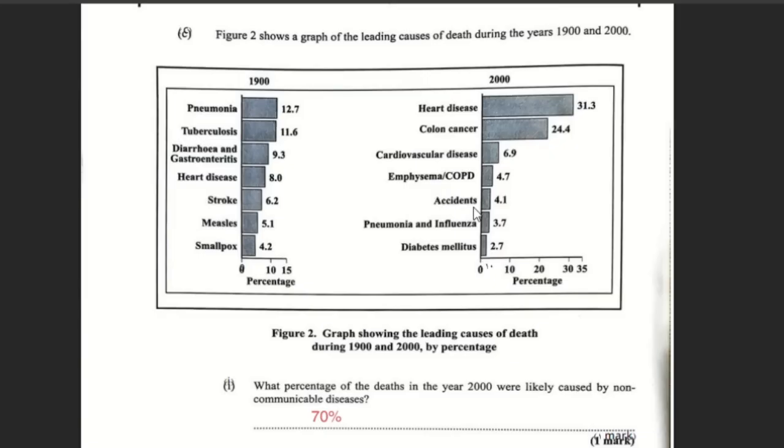And then accidents are not necessarily considered diseases, so we're not going to count it. So basically, if we want to find out the percentage of deaths in the year 2000 that were caused by non-communicable diseases, we are going to have to add up all of these, right? We're going to add up heart disease, colon cancer, cardiovascular disease, COPD, and diabetes mellitus, and it's going to come to about 70%. Now, we cannot add pneumonia because it is communicable, and accidents are not considered diseases, right? So we won't add that either. So that's going to be the answer for that.